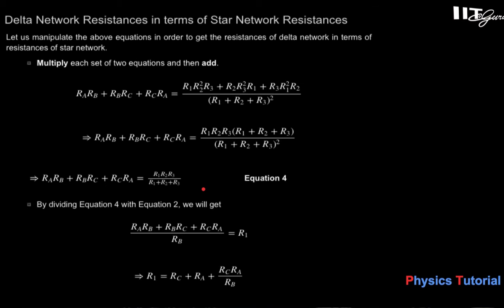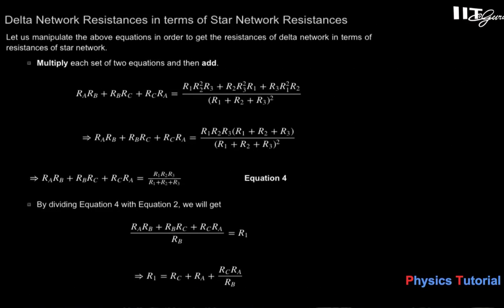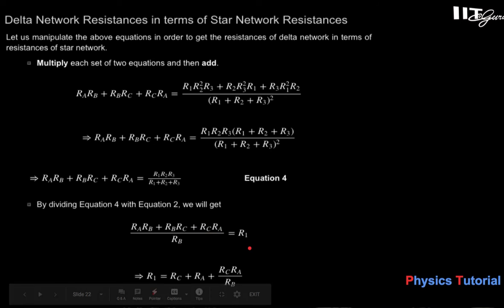So RA RB plus RB RC plus RC RA, you will get R1 R2 R3 upon R1 plus R2 plus R3. Let's say this is equation number 4 for this segment. So by dividing equation 4 with equation 2, we will get here. You see, this is equation 2. So if you divide equation 4 by equation 2, then you will get RA RB plus RB RC plus RC RA upon RB is equal to R1.